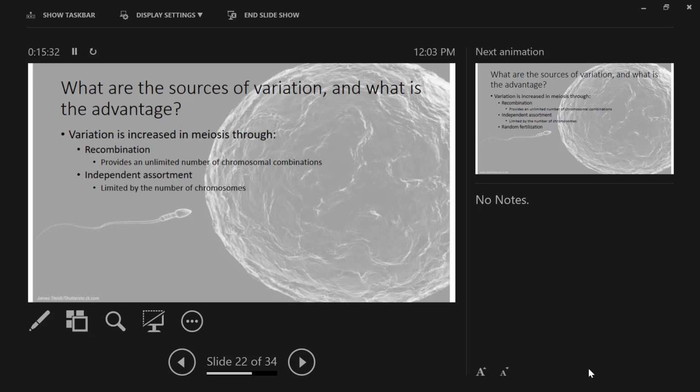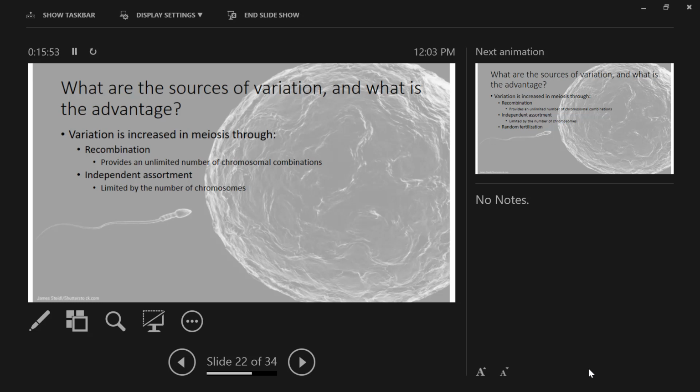8,388,608. Which means even if crossing over never happened, you can make over 8 million different gametes. Now, if you are a male mammal, you're going to make 8 million gametes in a month. But if you're a female mammal, you're not going to make 8 million gametes in your entire life. So it's still a significant amount.